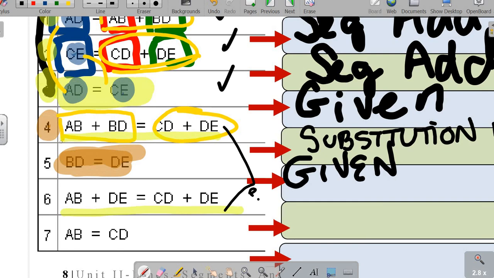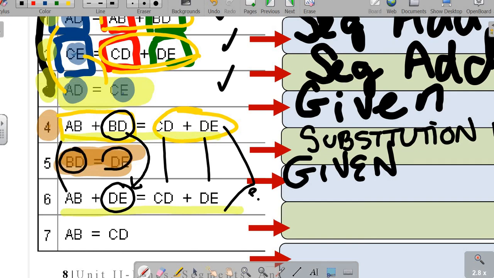You see, that's the same. That's the same. That's the same. Look at what we did. BD, DE. We swapped out BD and put in DE. And we did that because we said in step 5 that they are equal or equivalent. Therefore, you swap them out. Let me color code this for you.